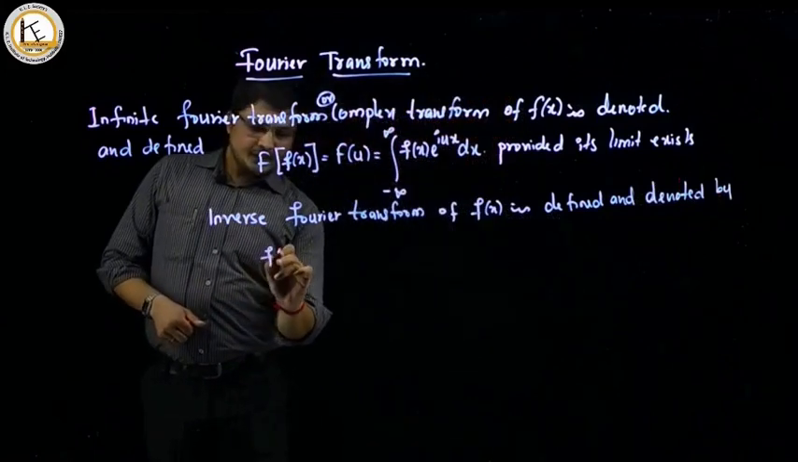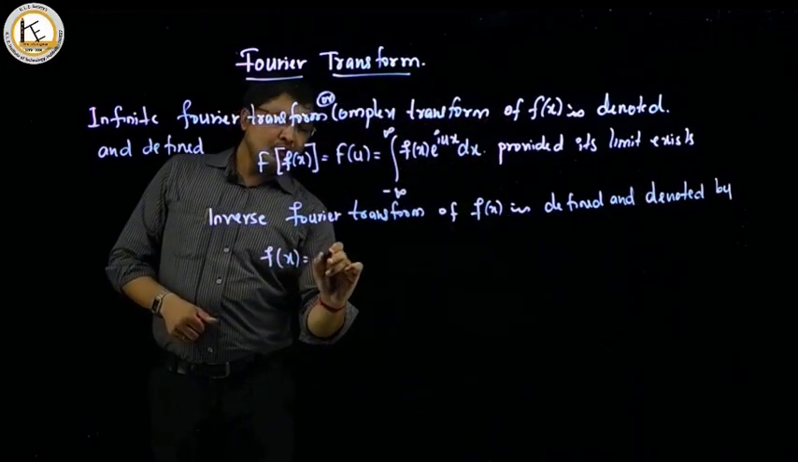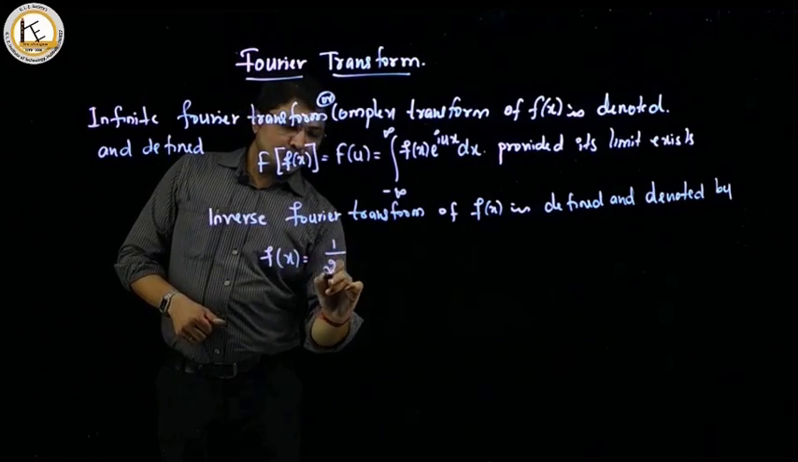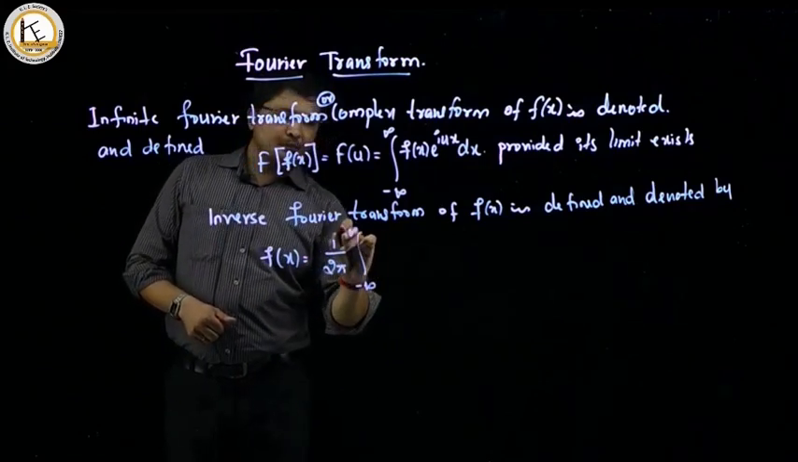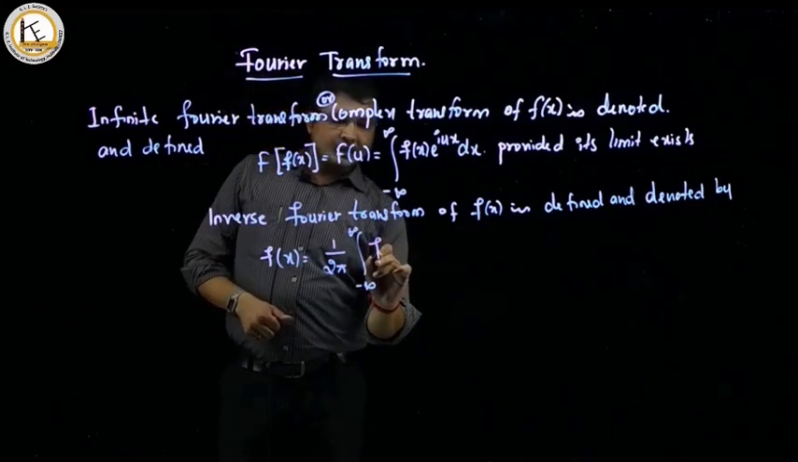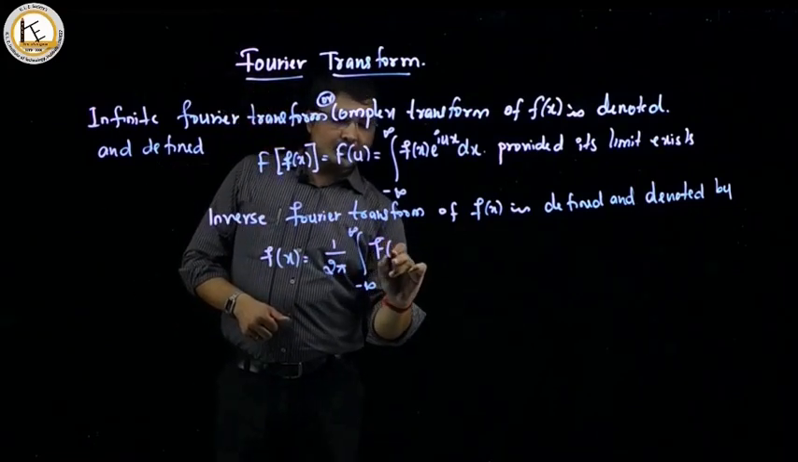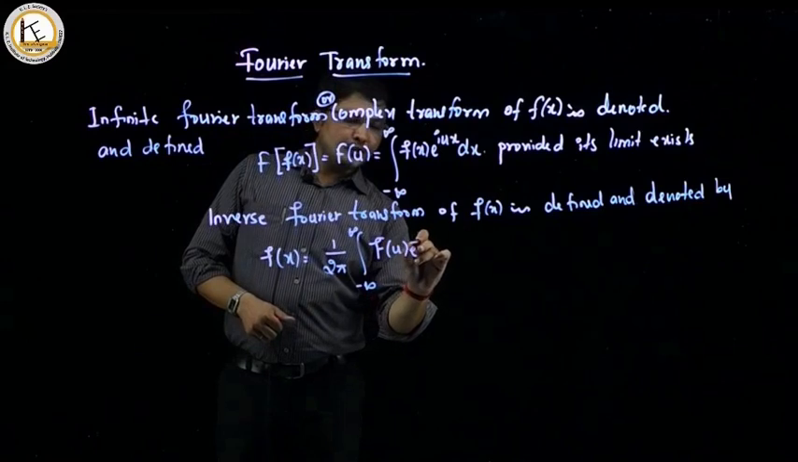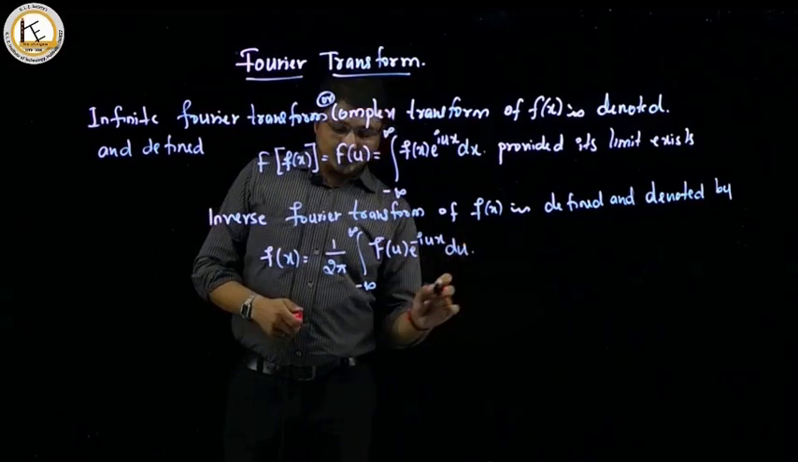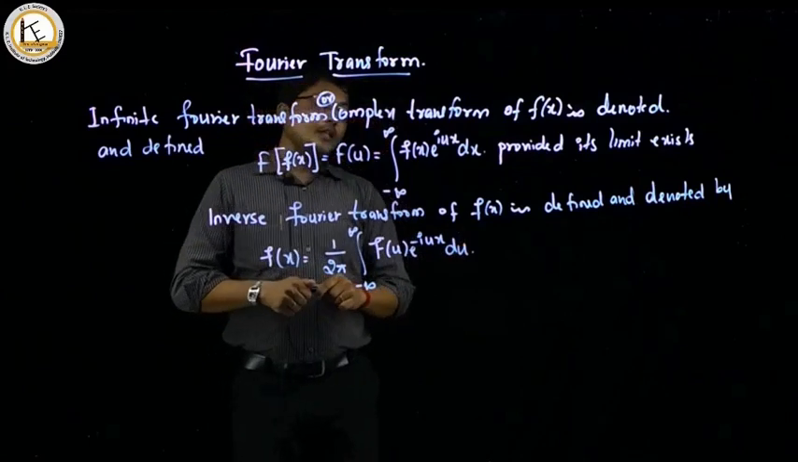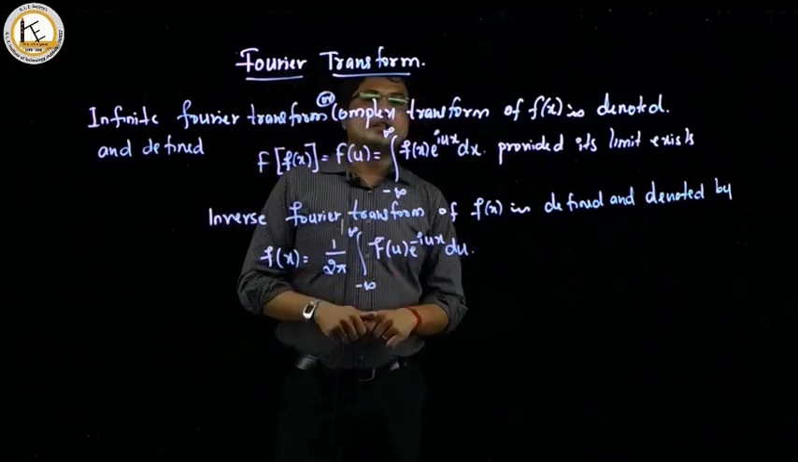f of x is equal to 1 upon 2 pi, integrated between minus infinity to plus infinity, F of u e raised to minus i u x with respect to u. So this is the inverse Fourier transform of the given function.